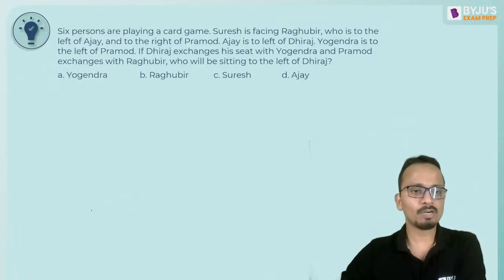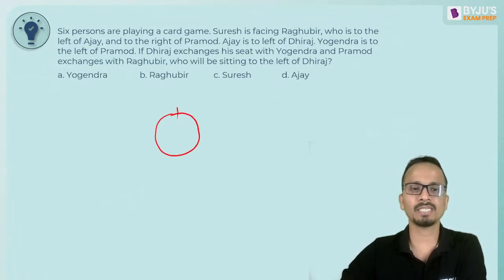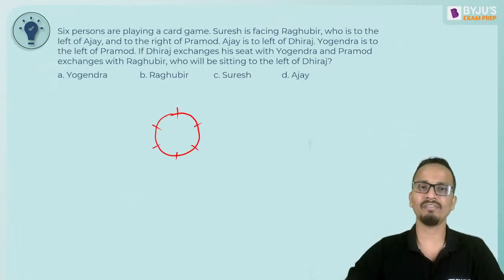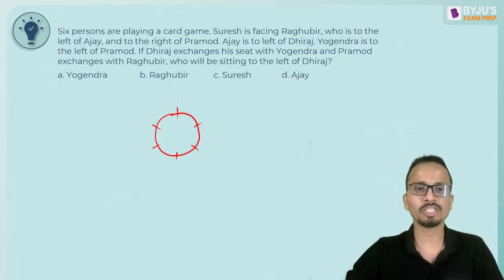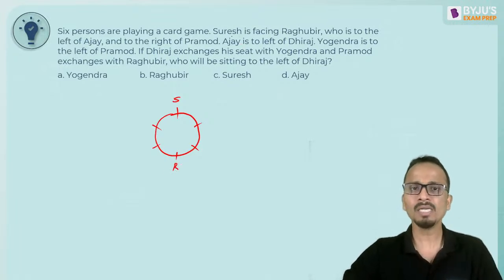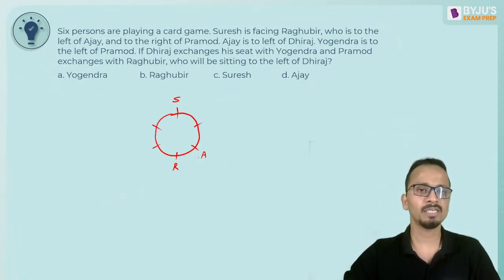Okay, so let's start with this arrangement. There are 6 persons who are playing a card game. They must be sitting around a circular table like this, one person opposite to every other person. Now Suresh is facing Raghuveer. So I'll put Suresh here and Raghuveer here, who are opposite to each other. Raghuveer is to the left of Ajay. So Ajay will sit at this place and Raghuveer is on the left of Ajay.